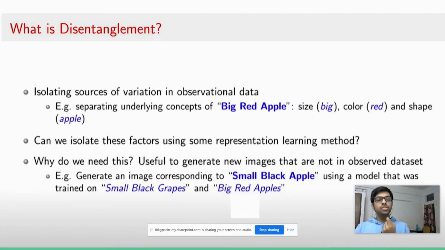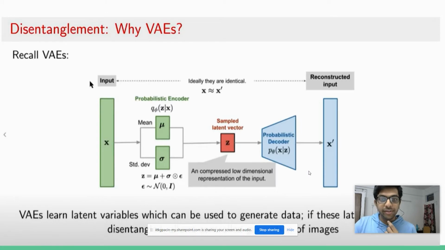So how will this be useful? Suppose we have images of, say, a small black grape and a big red apple. From these two images, if we have the generative factor for each of these adjectives, we can easily generate new images, say a small black apple. So this is the motivation for disentangled VAE.